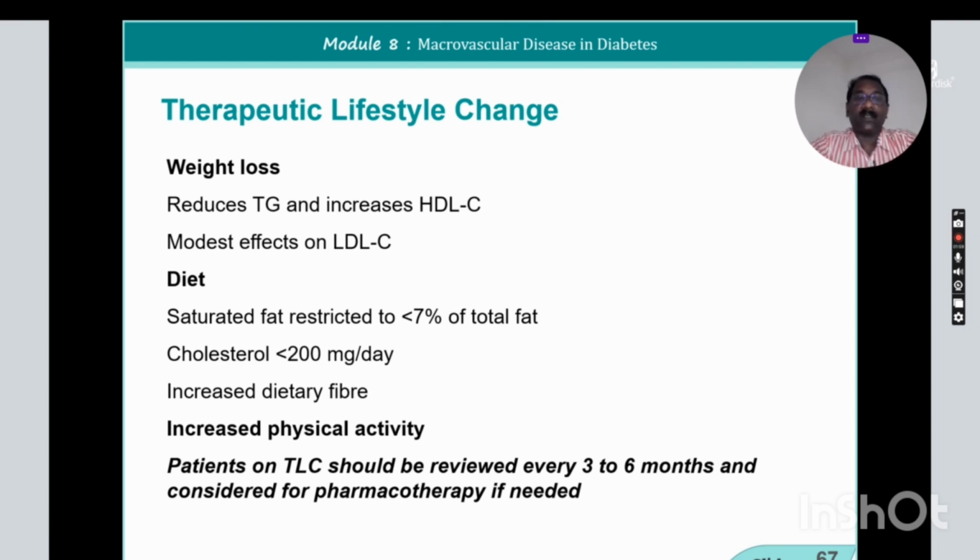Diet: saturated fat restricted to less than 7%. The total fat will be 25%, with less than 7% saturated, 7% monounsaturated, and 7% polyunsaturated. Trans fats, zero. Cholesterol, less than 200 milligrams. Increase dietary fiber, which is always helpful, and increase physical activity. Patients on therapeutic lifestyle changes should be reviewed every 3 to 6 months and considered for pharmacotherapy if needed.